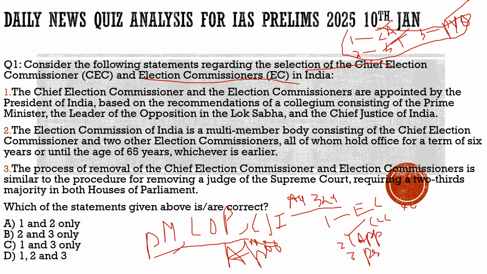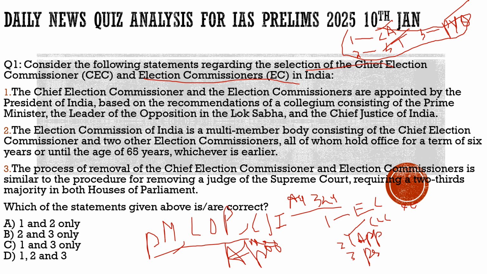The Parliament came into its senses, and they overturned it and brought a law. What is the name of the law which they came up with? The Chief Election Commissioners and other Election Commissioners (Appointment, Conditions of Service, and Term of Office) Act 2023. They came up with that, and in this they gave a different selecting body, and that's what we have today.